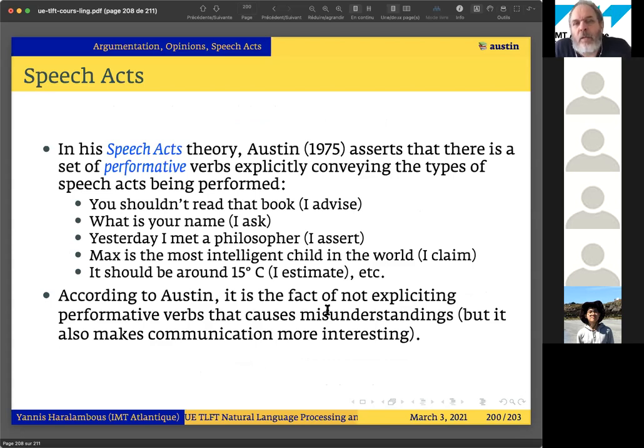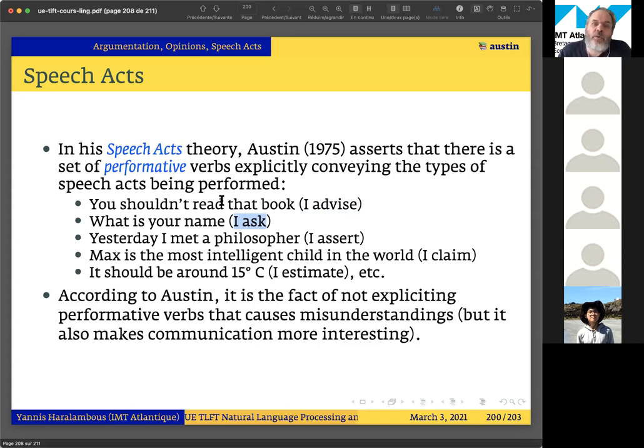In a different approach by Austin, we have what we call speech acts. Speech acts, again, are implicit elements hidden in sentences. And these are, in fact, intentions. And when I speak about intentions, you should immediately think about chatbots, since chatbots, as we have seen, the first thing they do is to detect intentions.